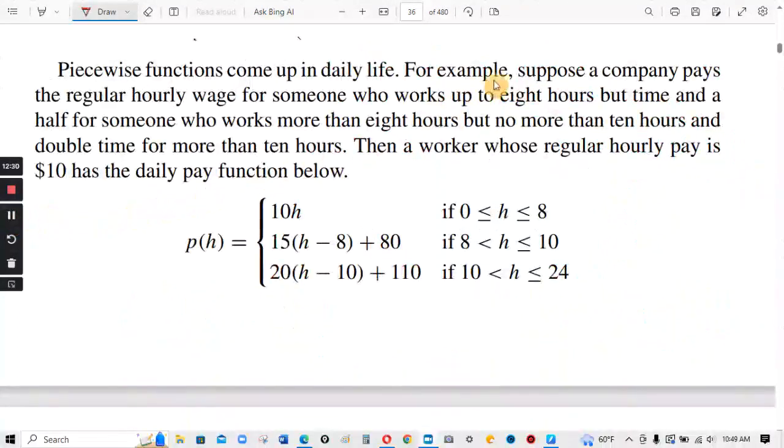Okay, it says, suppose a company pays the regular hourly wage for someone who works up to 8 hours, but time and a half for someone who works more than 8 hours, but no more than 10, and double time for more than 10. Then a worker whose regular pay is $10 an hour has the daily pay function below.